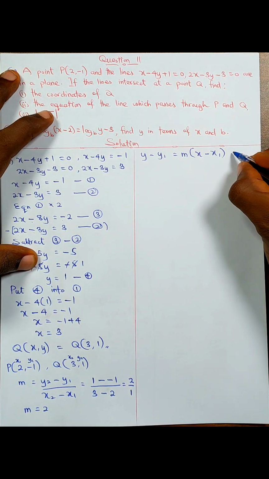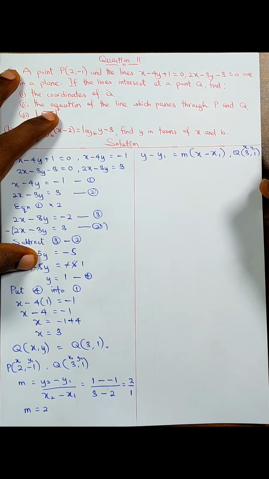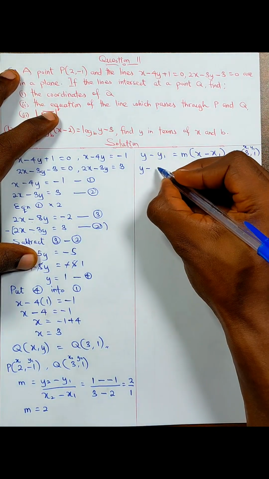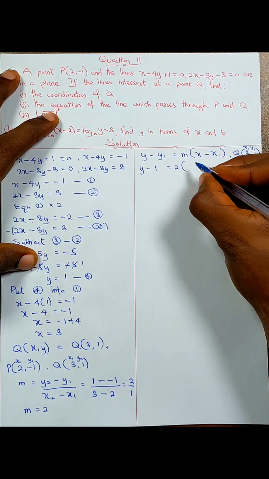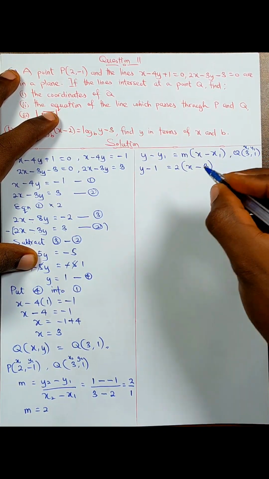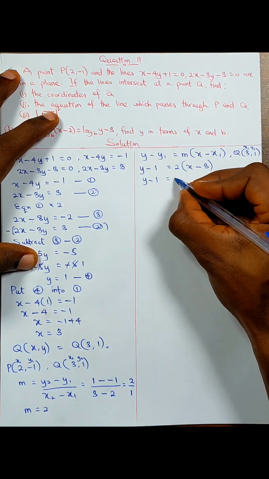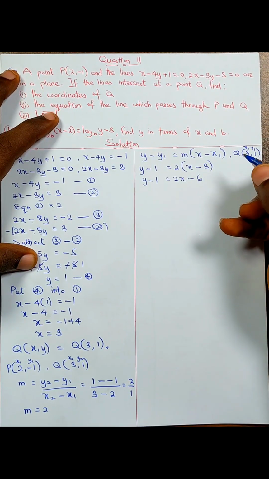So preferably, I'm going to use point Q since they all have positive values. So 3 and 1. This becomes my x1 and my y1 in this case. So y minus y1, which is what? 1, is equal to m, which is our gradient, which is 2. And then x minus, what is x1? 3. So we now have y minus 1 is equal to 2x minus 2 times 3, which gives us minus 6.